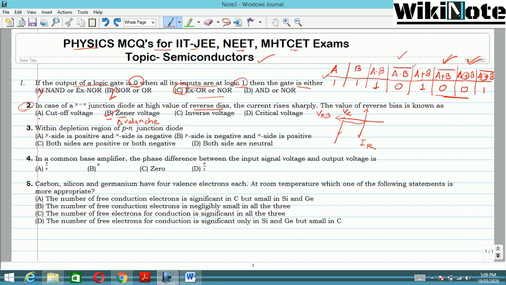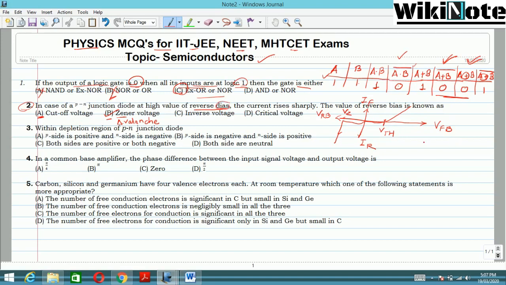Cutoff voltage, this word is used when the diode is used in forward bias condition. In the forward bias condition, until it crosses that VTH, or threshold voltage or cutoff voltage, your diode doesn't get turned on. So for the forward bias characteristics, we have the forward bias voltage and the forward bias current over here. So this is the cutoff voltage. This is useful in forward bias characteristics, but they have used it in reverse bias condition.